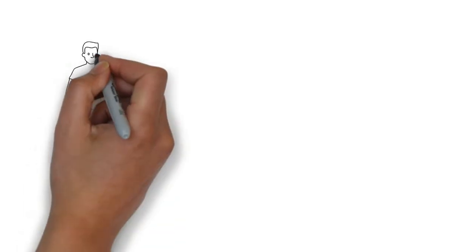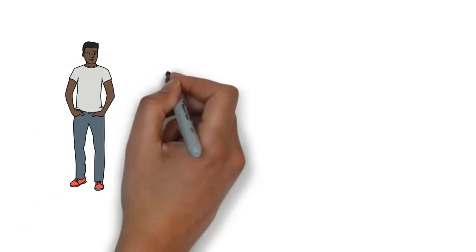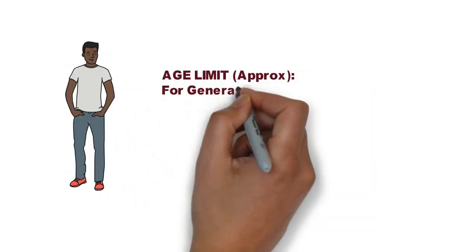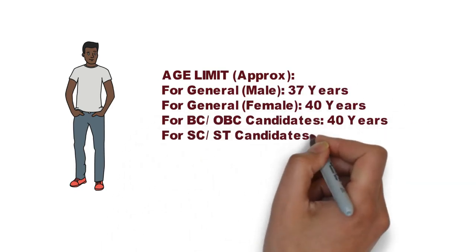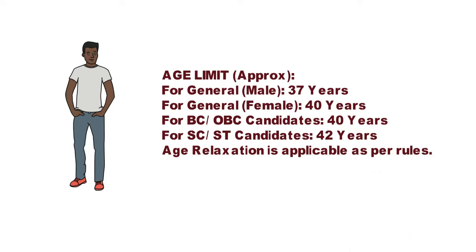Let's see the age limit for the BTSC Medical Officer exam. Approximately, for general male 37 years, for general female 40 years, for BC or OBC candidates 40 years, for SC, ST candidates 42 years. Age relaxation is applicable as per the rules.